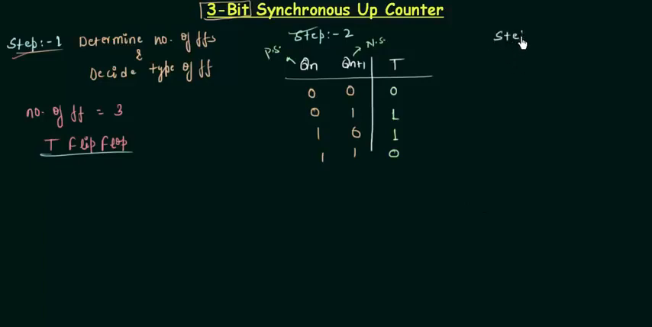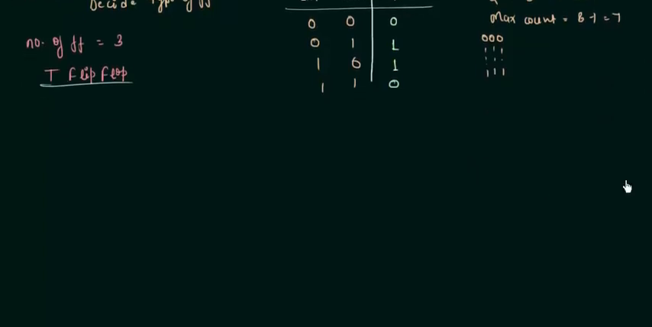In step number 3, we have to do 2 things. The first thing is to find out the state diagram, and the second thing is to find out the circuit excitation table. So first we will find out the state diagram. We have to design a 3-bit synchronous counter, and for 3 bits we know the number of states is 2 to the power 3, that is 8. So there are in total 8 states, and the maximum count is 8 minus 1, that is 7. So our count will start from 0 0 0 and it will end at 1 1 1. So let's make these 8 states first, then we will make the circuit excitation table.